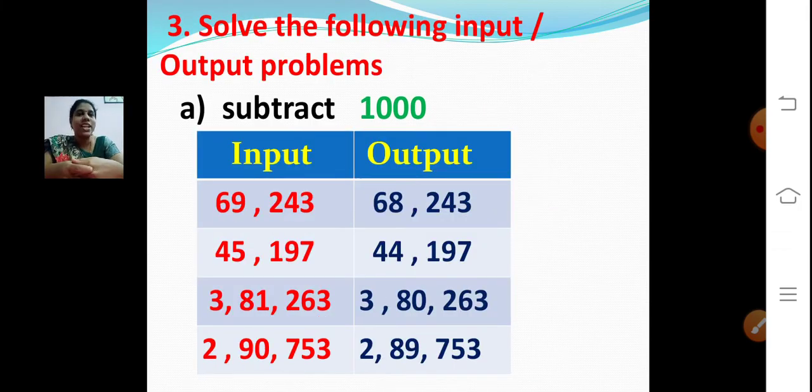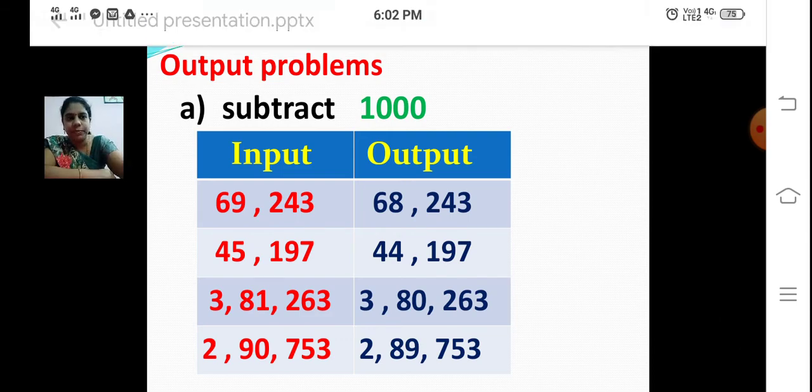Solve the input and output problems. I think you all know what input and output problems are, right, children? Yes. Now solve the following input and output problems. Subtract 1,000. We are going to subtract 1,000 from what? Input has been given. So we are going to subtract 1,000 from the input so that we'll get the output. Let's see the sum now.